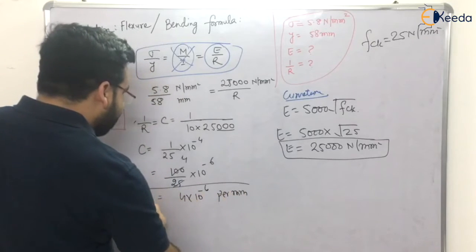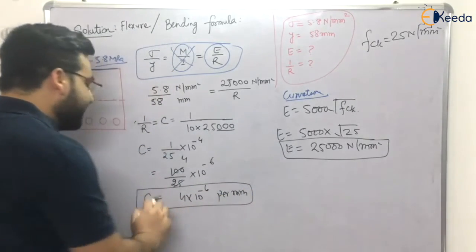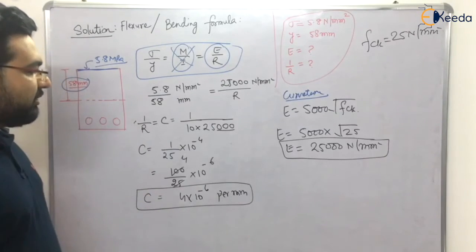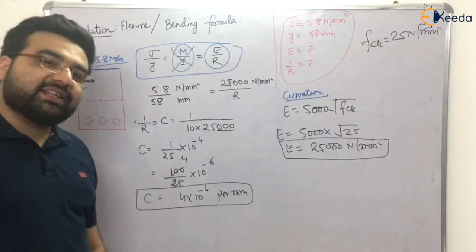So this will be the answer. The option was, I guess, option number B. So option number B was 4 into 10 raised to power minus 6 per mm. So that is the correct answer.